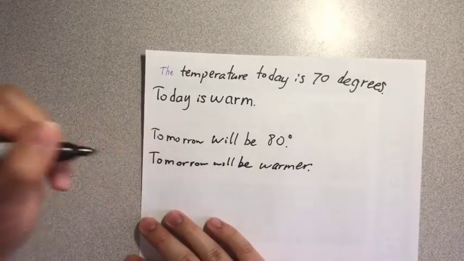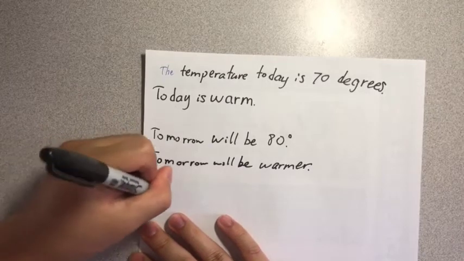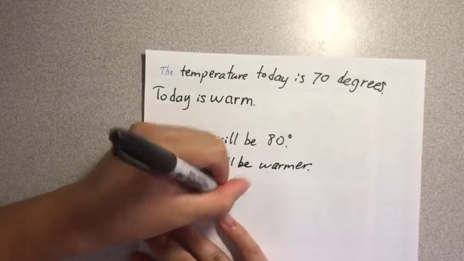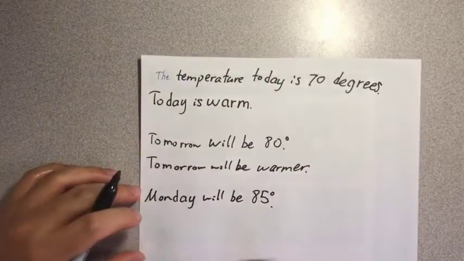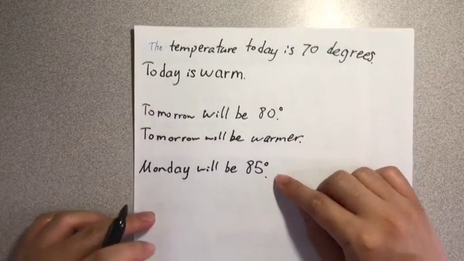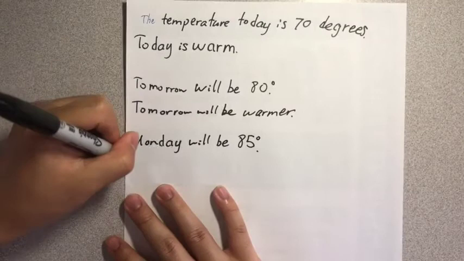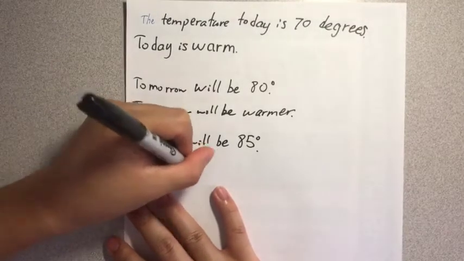And then, well, today is Saturday. Tomorrow is Sunday. So, Monday will be 85 degrees. Not really. I'm just saying this is an example, okay? So Monday will be 85 degrees.